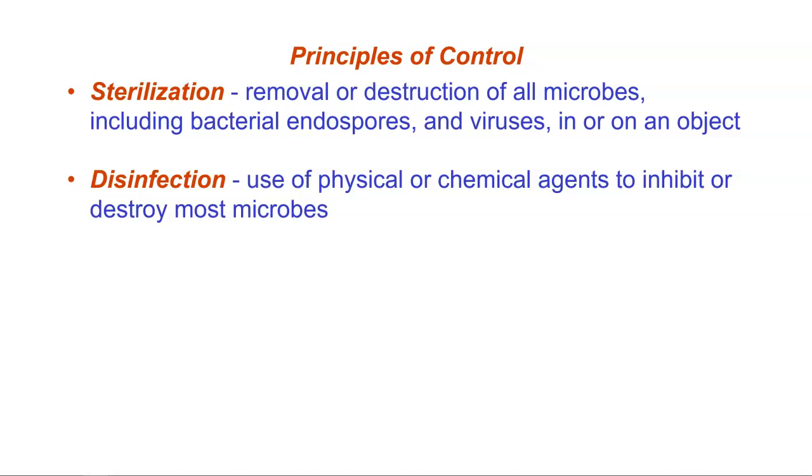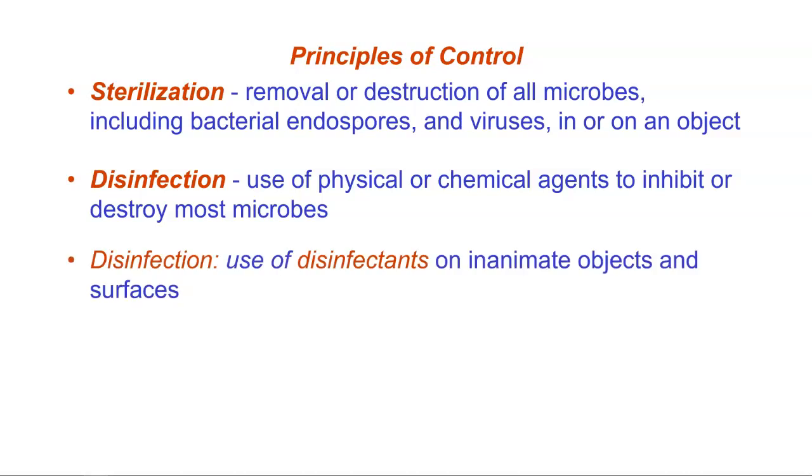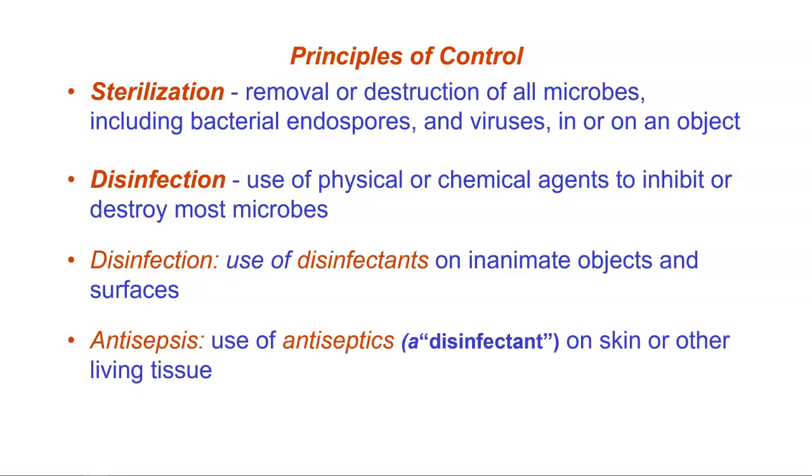When we deal with disinfection, we use a disinfectant if it's an inanimate object or surface. So in your kitchen you use a disinfectant on the cutting board, on the countertop, on the table. We also have an antiseptic, and antisepsis is when we use an antiseptic, which is a kind of disinfectant, on skin or other living tissue. So when you've got a cut on your arm and you use a material to disinfect it, that is really an antiseptic that you're using.